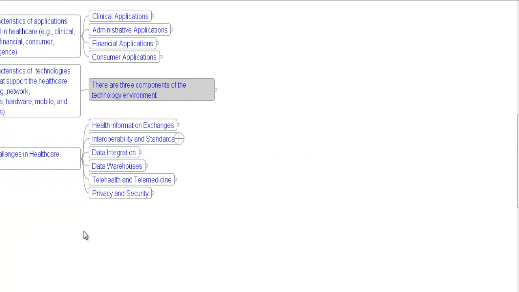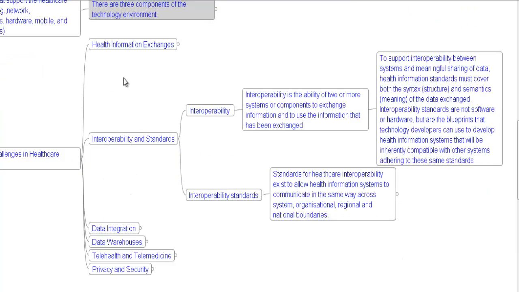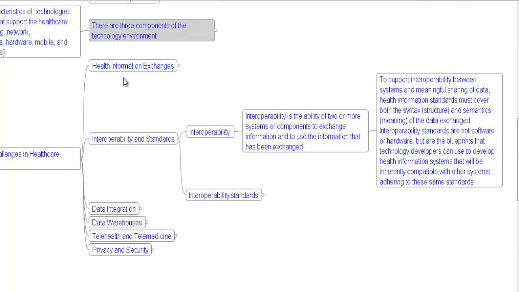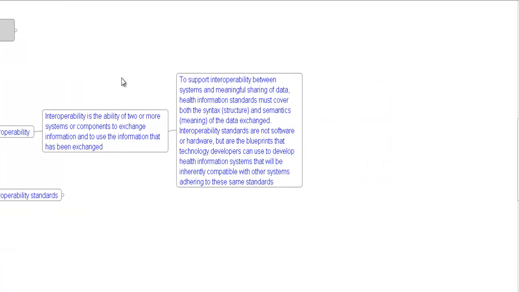Now see interoperability and standards. Interoperability is the ability of two or more systems or components to exchange information and to use the information that has been exchanged. To support interoperability between systems and meaningful sharing of data, health information standards must cover both the syntax, structure, and semantic meaning of the data exchanged.